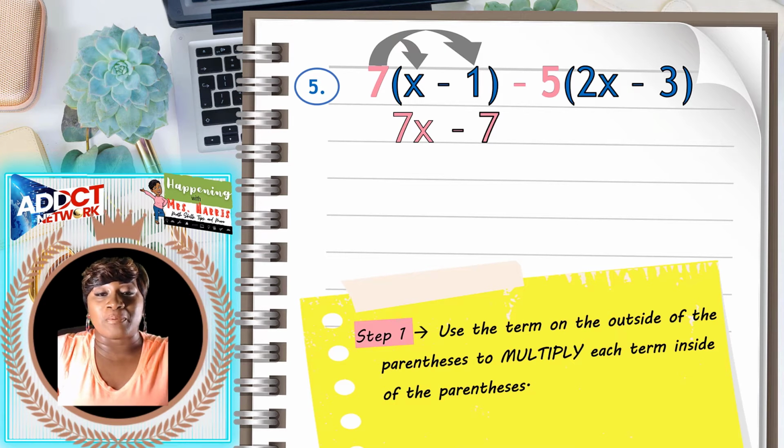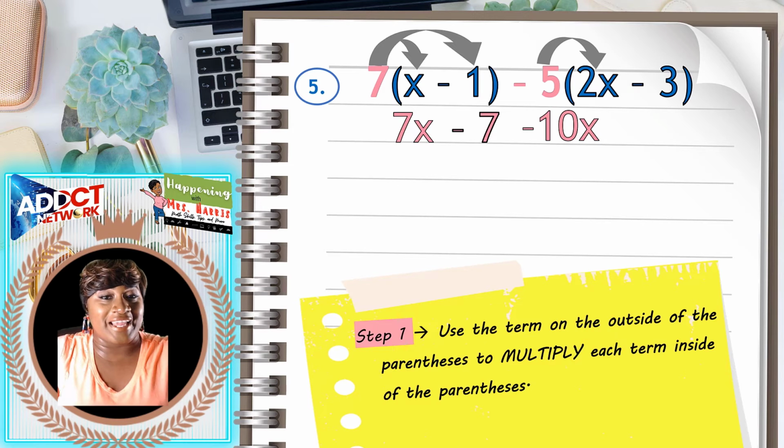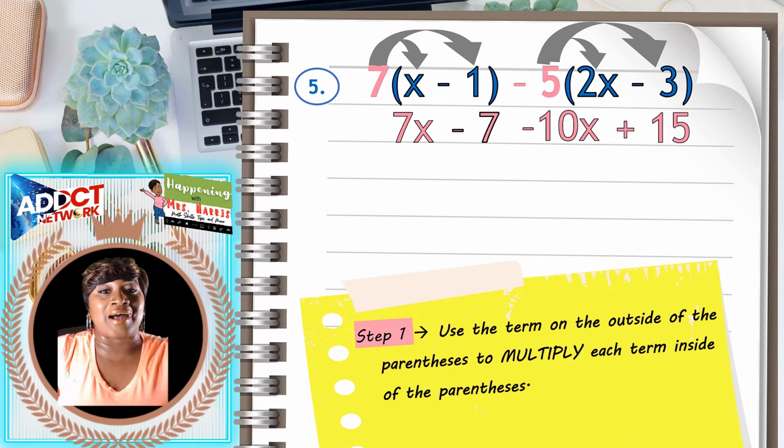Now we're going to multiply negative 5 times both of the terms in that set of parentheses, which are 2x and minus 3. So we'll read it as negative 5 times 2x, which is negative 10, and we will write this as minus 10x. Now we'll multiply negative 5 times negative 3. We know that negative 5 times negative 3 is positive 15.